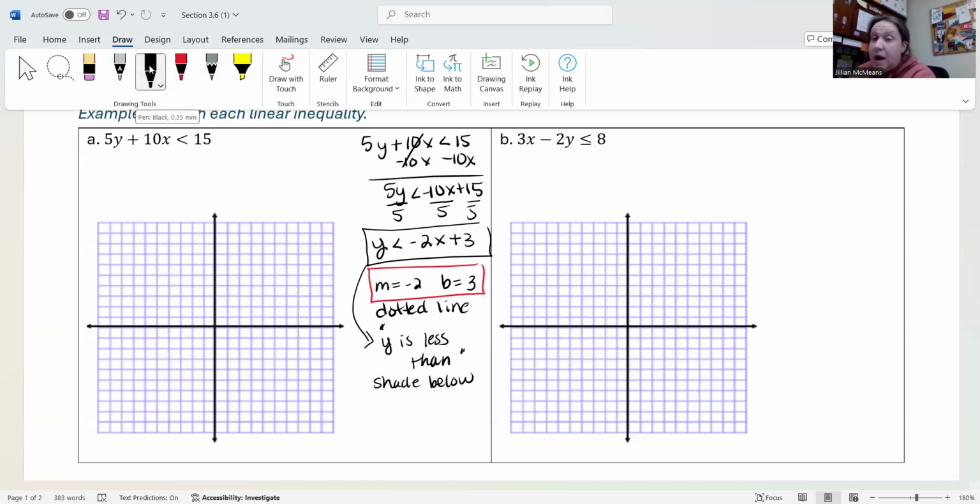Okay, so we're going to plot the y-intercept of 3. So remember, that's the ordered pair 0, 3. So I would start at the origin. I would not go left or right. I would just go up 3. From there, I want to apply my slope.